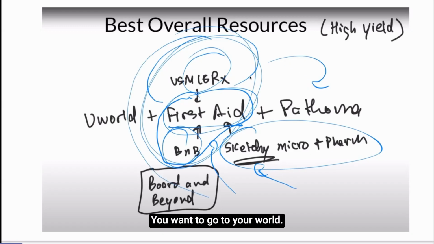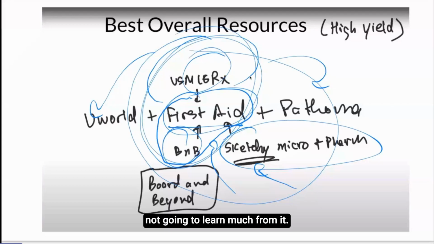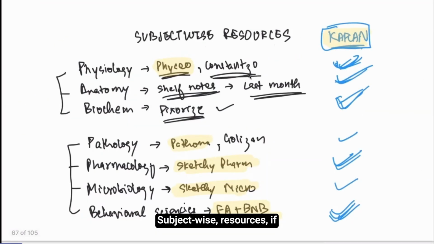After you have done this, you want to go to UWorld. You don't want to go to UWorld prematurely because you're not going to learn much from it. Subject-wise resources, if you want to use them, this is the list I would recommend. If you're weak in a particular subject, or let's say you're just starting med school and you have time, again, you can take some time and go through Kaplan. Kaplan is a wonderful resource, and then go through these resources that can be helpful.